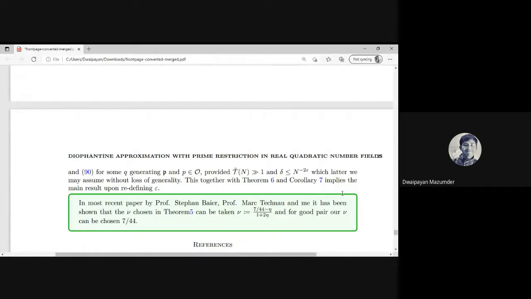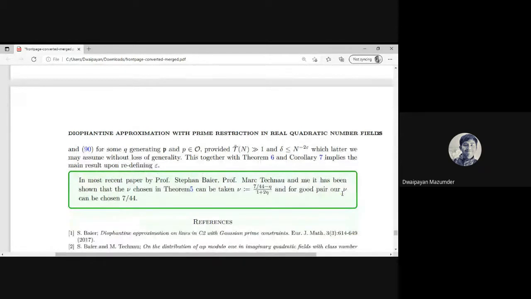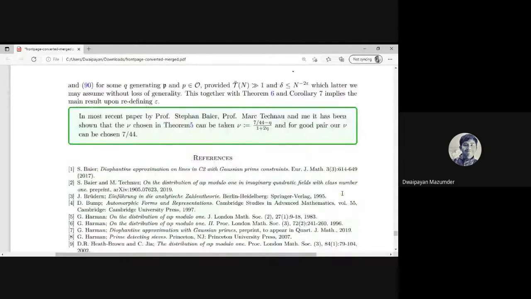And for the good pair, nu can be chosen 7 by 44. Yes. So yeah, thank you.